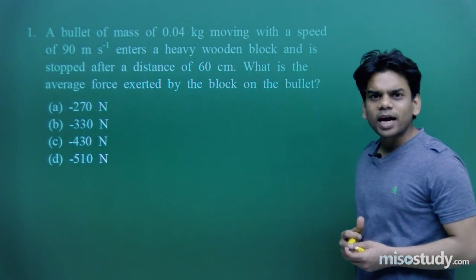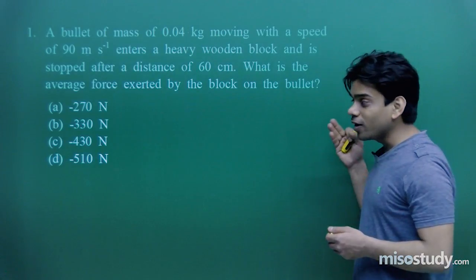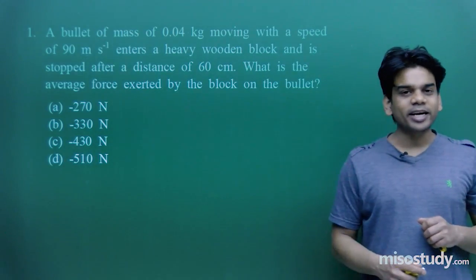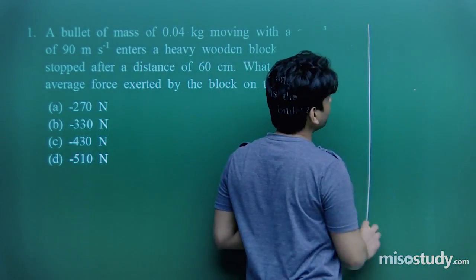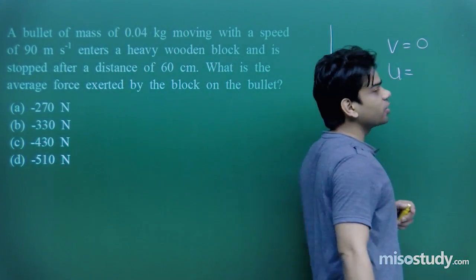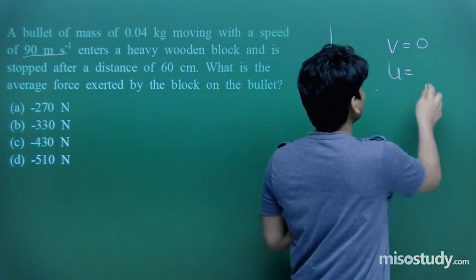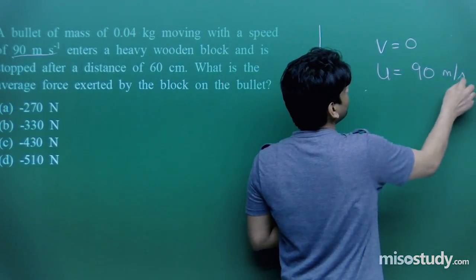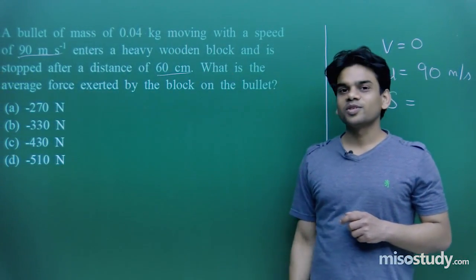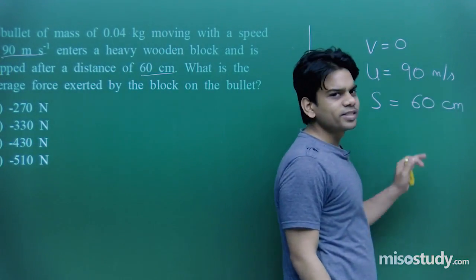Now see, we know that force equals mass into acceleration. The wooden block is going to exert a force on the bullet along the opposite direction. So let's write down the acceleration that will be created on the bullet due to the wooden block. Its final velocity is 0, and its initial velocity with which it was moving is given as 90 meter per second. The distance that it has covered within the wooden block is given as 60 centimeter. This 60 centimeter can be written as 0.6 meters.